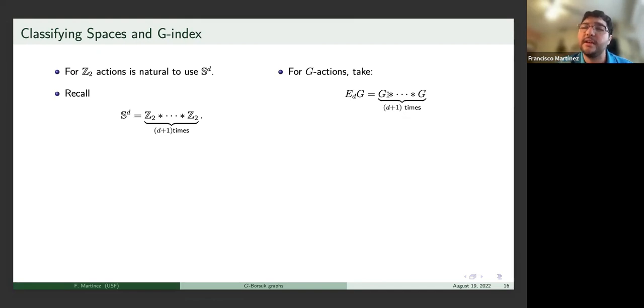Simply take the group G. Suppose the size of G is M, so that means we have M discrete vertices. We identify them with G because that gives us a trivial action, just right or left multiplication. We are going to define these EDG spaces as taking the simplicial join D plus 1 times of this space G. They have a G action given by left multiplication of G on each of the coordinates.